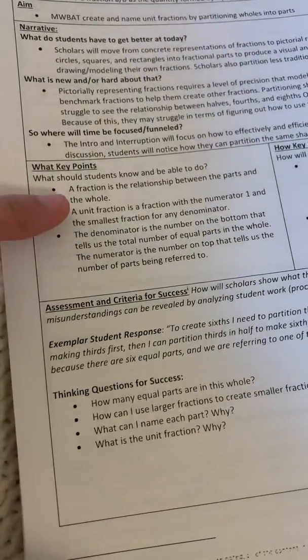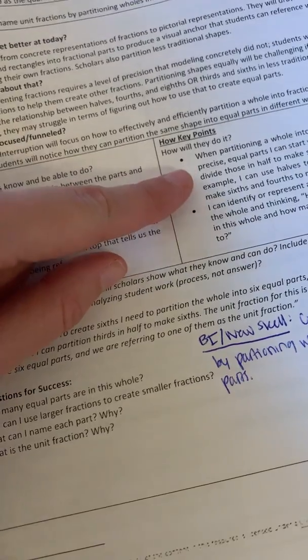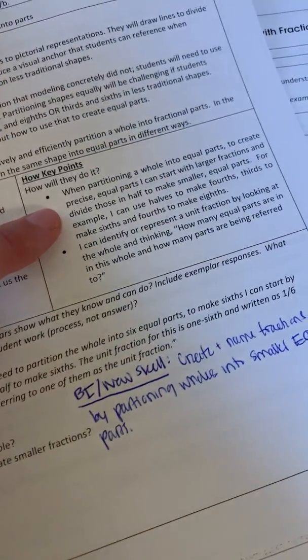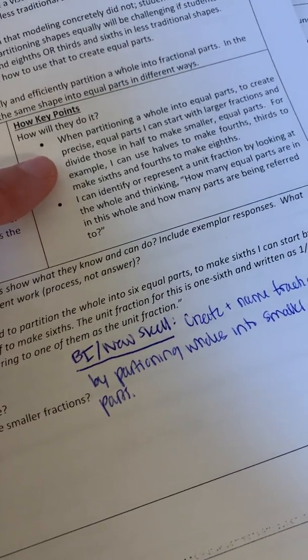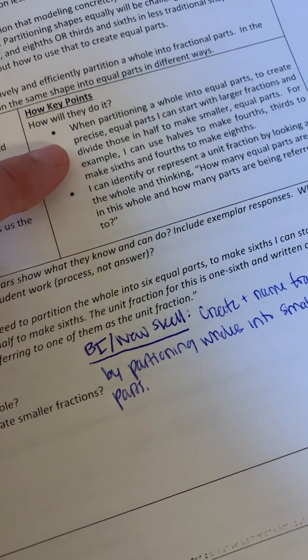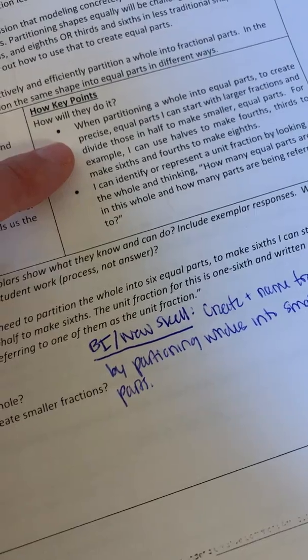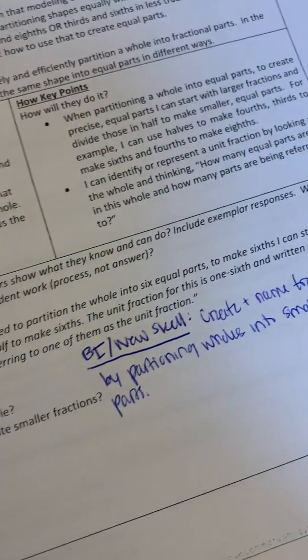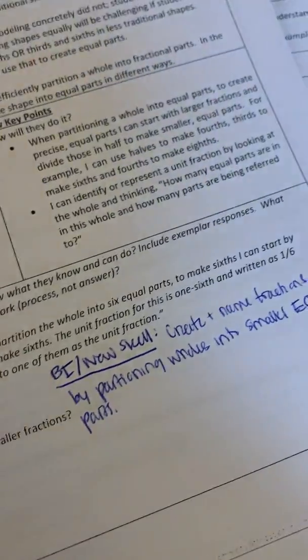Today there's no new what, there is a new how. When partitioning wholes, this is super procedural, please be cognizant of that. When partitioning wholes into equal parts, to create precise equal parts, I can start with a larger fraction and divide those in half to make smaller equal parts. For example, I can use halves to make fourths, thirds to make sixths, and fourths to make eighths.